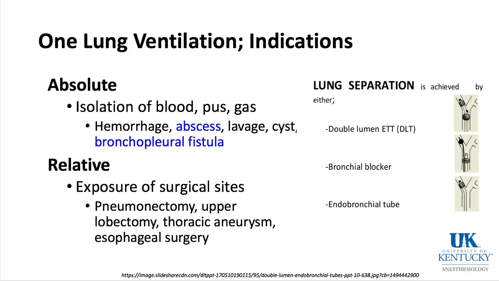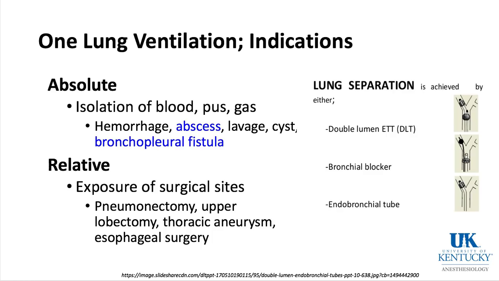One lung ventilation, what are some of the indications for it? There are some absolute indications, like trying to prevent blood from one lung going into the other lung, or an abscess in one lung, with the fluid or pus in it going into the other lung. If you're doing lavage of a lung, obviously the other lung has to be protected from the lavage fluids. And bronchopleural fistula, when there is a communication between a bronchus and the pleural space. If you apply positive pressure ventilation to that patient, air can go into the pleura, cause a pneumothorax, for example, and collapse that side of the lung. And those are absolute indications for one lung ventilation.